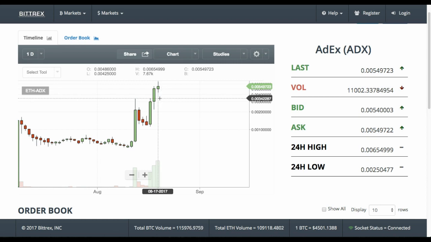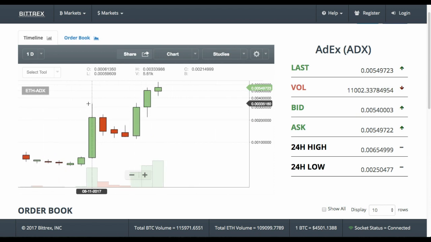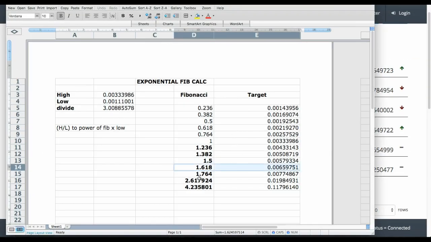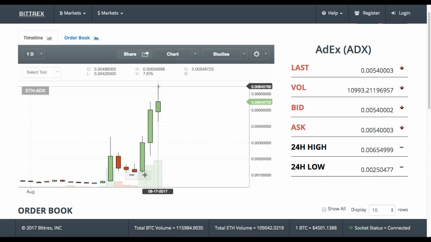But if it doesn't, where could it go from here? If we're just basing it again on the exponential Fibonacci calculation of this high and this low, the next major Fibonacci point is the 2.618 level, and that's at 0.0198, or I guess you could comfortably call that 0.02. So I think that could be the next major level after eventually breaking through this high. So what you could potentially see is a retracement back down to roughly this level, which is roughly a 50% retracement.